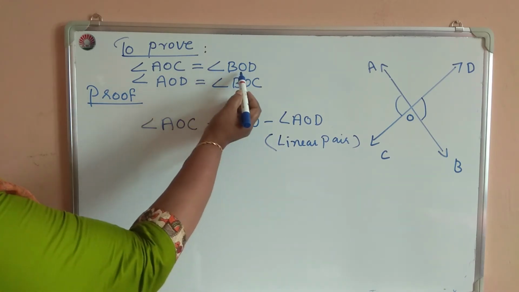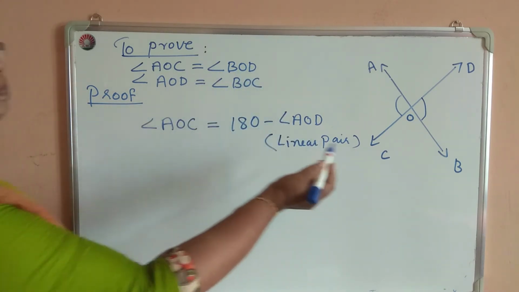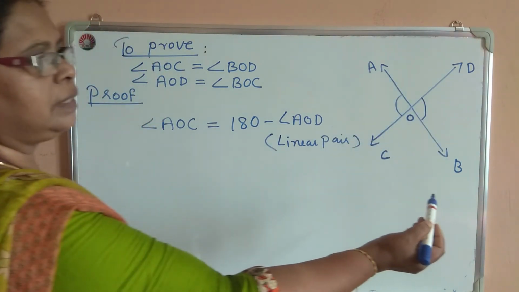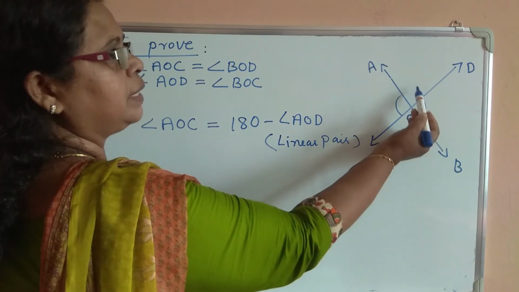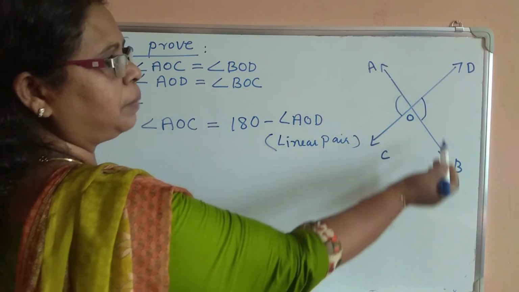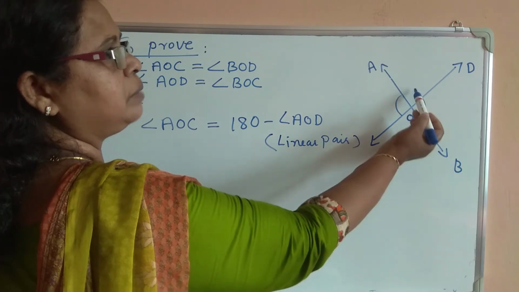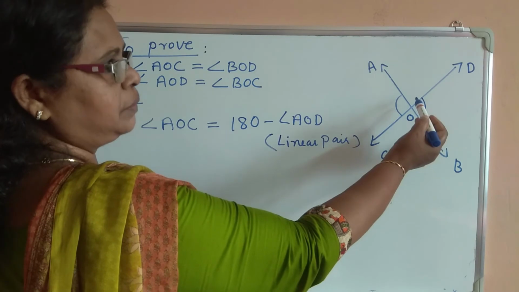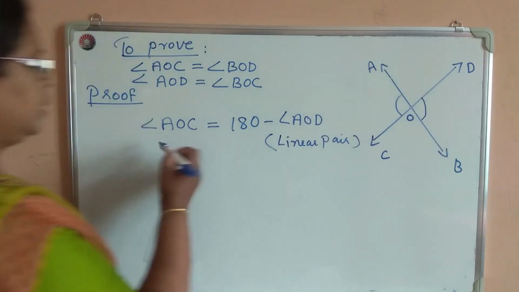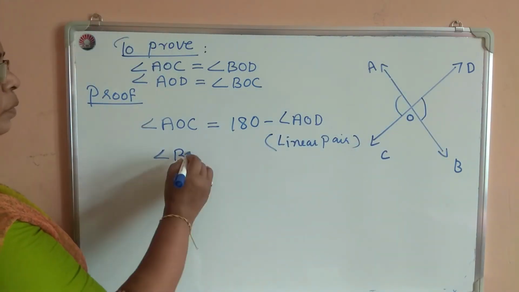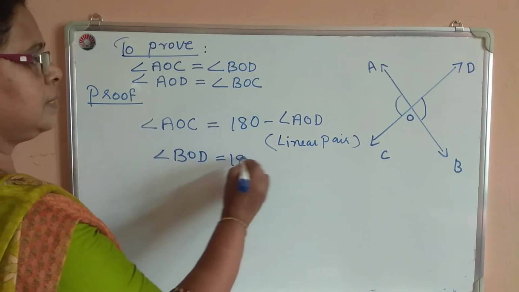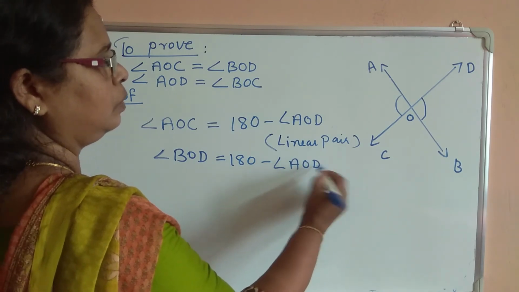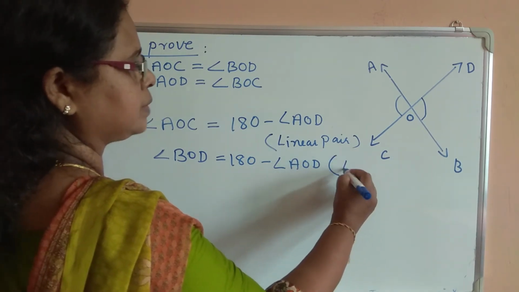Now we want to take angle BOD. What about angle BOD? Take the straight line AB. Angle BOD and angle AOD, are they a linear pair? They lie on a straight line. So angle BOD is equal to 180 minus angle AOD, correct? What is the reason? Same reason, linear pair.